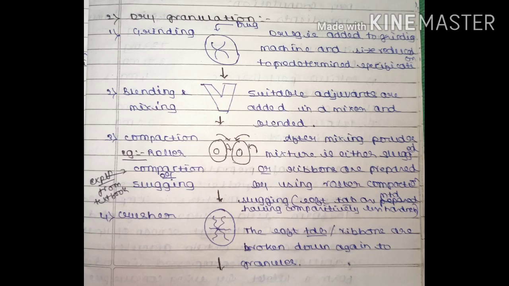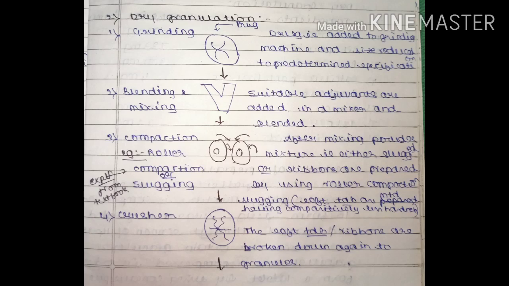Now let's see the second type, that is the dry granulation method. In this, there are 7 steps, in which the first step involves grinding. The drug is taken and added to the grinding machine. The main use here is size reduction, in which the larger particle size is converted into the smaller particle size by grinding, and the size is reduced to the predetermined specification.